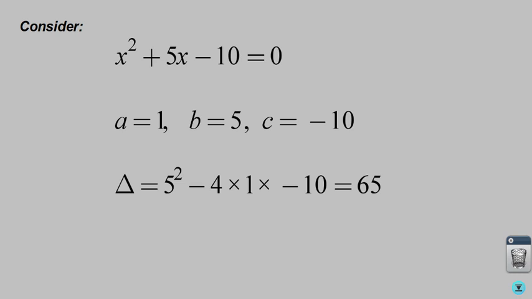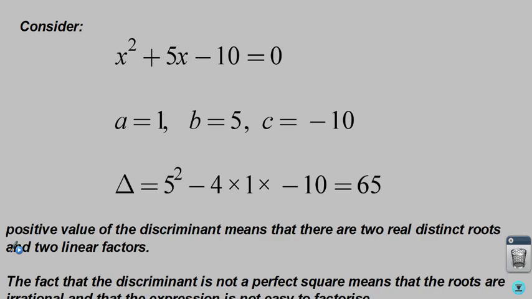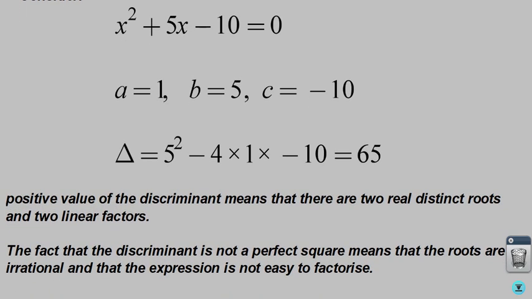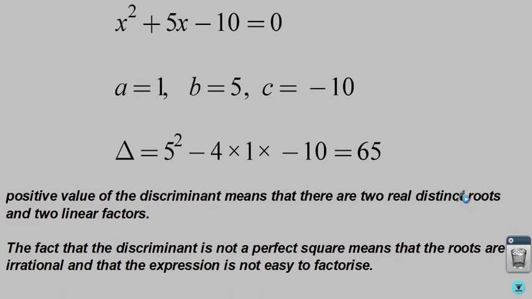Let's consider this quadratic, x squared plus 5x minus 10. We identify a, b, and c. We work out the discriminant. The discriminant is 65. It's positive. It means that we have two solutions. Two distinct solutions, and therefore two linear factors. But the discriminant is not a perfect square. It means that the roots are irrational and the expression is not easy to factorize.